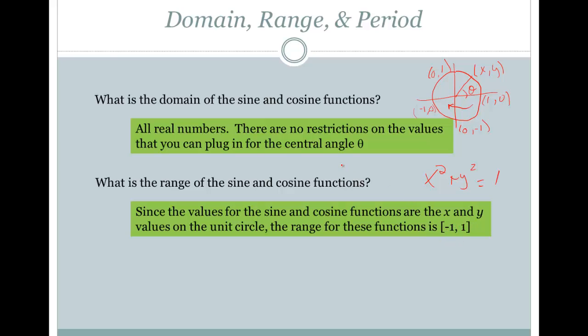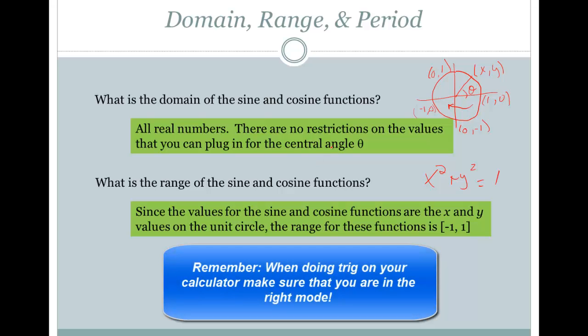One other note I want to make sure that you understand is whenever you're doing trig on your calculator, make sure that you know what mode you're in. It's going to make a big difference. If you're in degree mode and you're supposed to be in radians, you're going to get the wrong answer every time. So make sure you understand what the problem is looking for in terms of angles, whether it's degrees or radians, and make sure your calculator is in the correct mode as well.